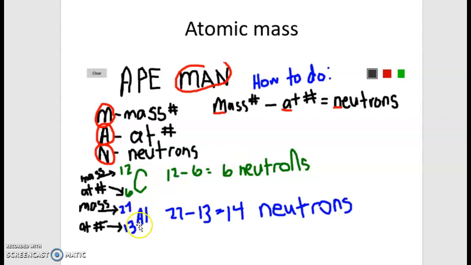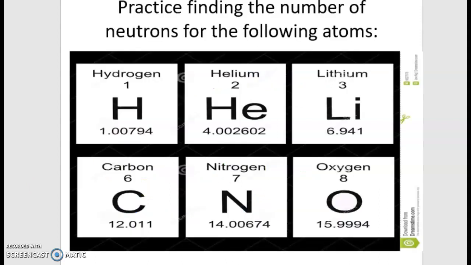If you're looking at aluminum, you have a mass number of 27, an atomic number of 13. So if you do MAN, mass number 27 minus atomic number of 13, you'll find that there are 14 neutrons inside the nucleus of an aluminum atom. So it's very simple for these particular elements. If you follow MAN, you can find the number of neutrons.